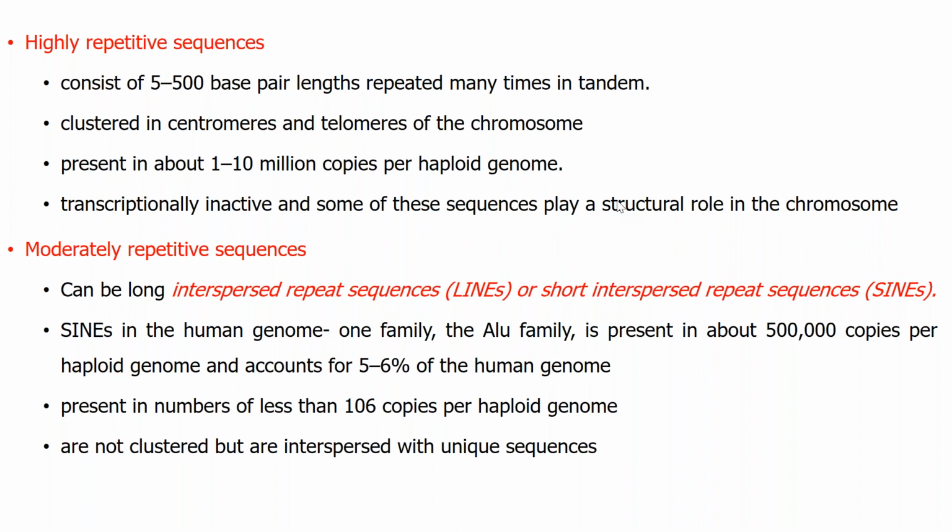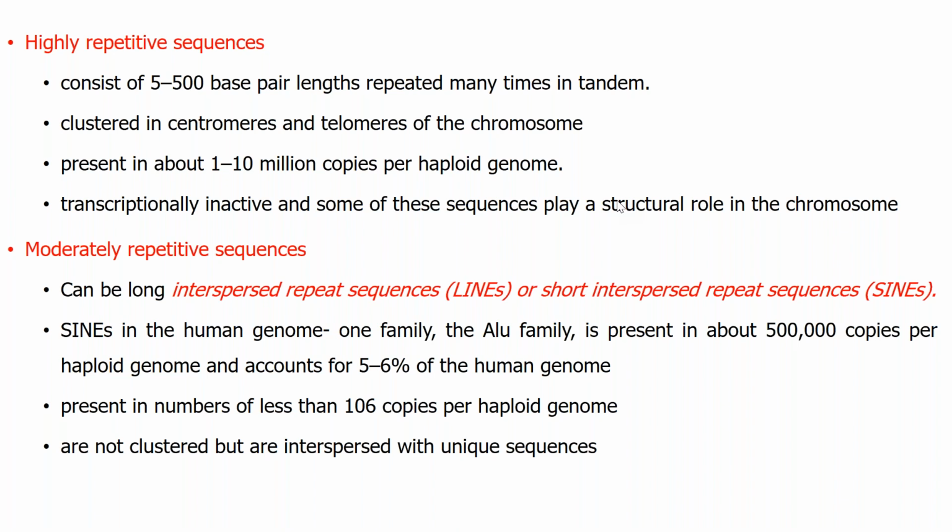Moderately repetitive sequences जो हैं, they can be long interspersed repeat sequences or short interspersed repeat sequences, LINEs or SINEs. ठीक है. तो जो ये long interspersed है, they consist of around 6,000 to 7,000 base pairs, long sequences which will be present in 20,000 to 50,000 copies in genome. ठीक है. मतलब इतने लंबे सीक्वेंसेस हैं और वो 20,000 50,000 टाइम कॉपीज में प्रेजेंट हो सकती हैं, लॉन्ग इंटरस्पर्स्ड रिपीट सीक्वेंसेस. ठीक है. और शॉर्ट जो है वो 70 to 300 बेस पेयर्स की सीक्वेंस होगी which will be present, it can be repeated around 1 lakh times in the genome.